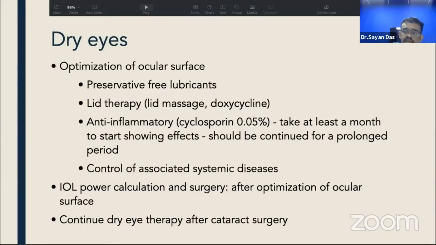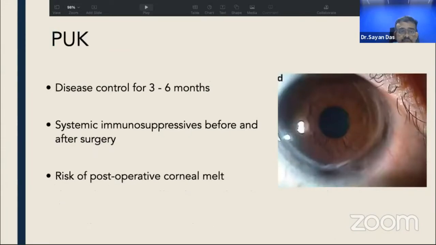And so it should be started prior to surgery, quite a long time beforehand, and should be continued for a prolonged period. And what is also important, if there is associated systemic disease, it should be properly controlled. I'll come to that later. And IOL power calculation and surgery is an issue because if you don't have a good air-tear interface, the parameters, the images on either an optical or on the keratometry won't be ideal. And we should, of course, continue dry eye therapy after cataract surgery for patients' comfort.